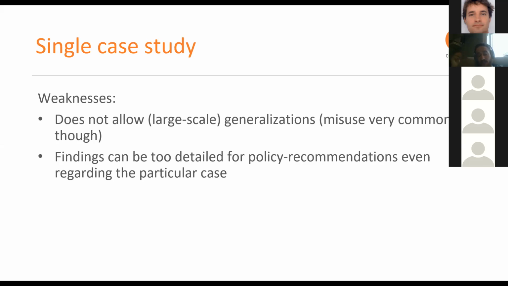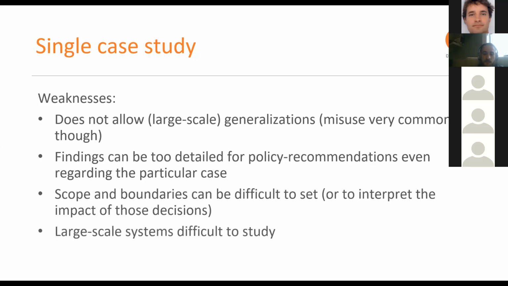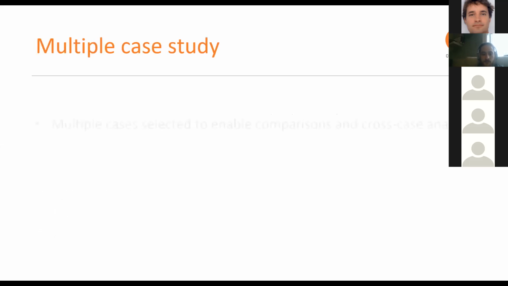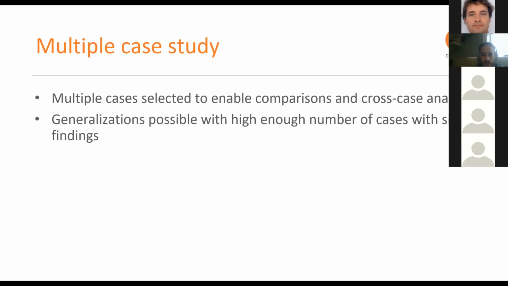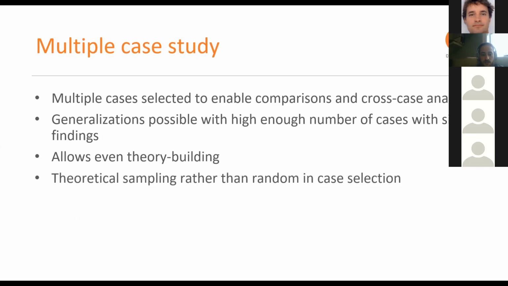And so that's where, for example, in the EV paper where we reviewed 20 studies, rather than just looking at one LCA study and suggesting that that's the truth, that's fact for everything, we looked across 20 studies and tried to create a multi-case study essentially. When you look at multiple case studies, you can enable comparisons and cross-case analysis, in our case, cross-study analysis. Then generalizations are possible with a high enough number of cases. It allows for theory building and theoretical sampling rather than random in-case selection.